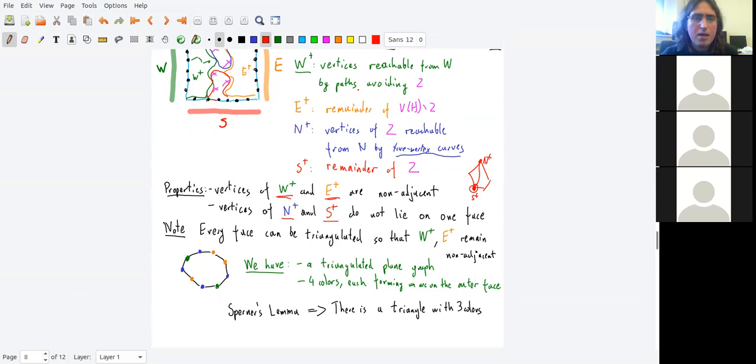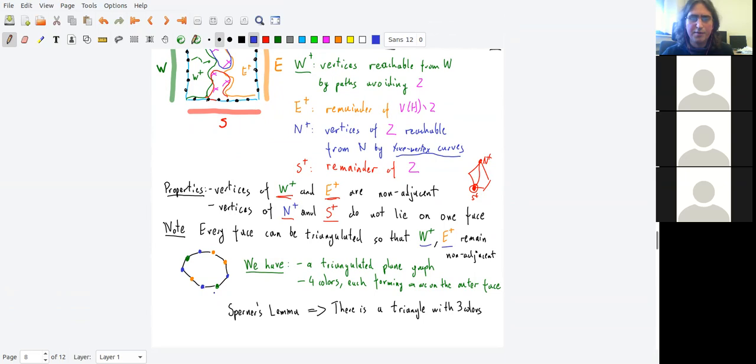What I now can see is that my graph is not yet triangulated. I would like to now triangulate it. And I claim that I can triangulate it so that the vertices from west plus and east plus still are non-adjacent. And this can be easily seen.